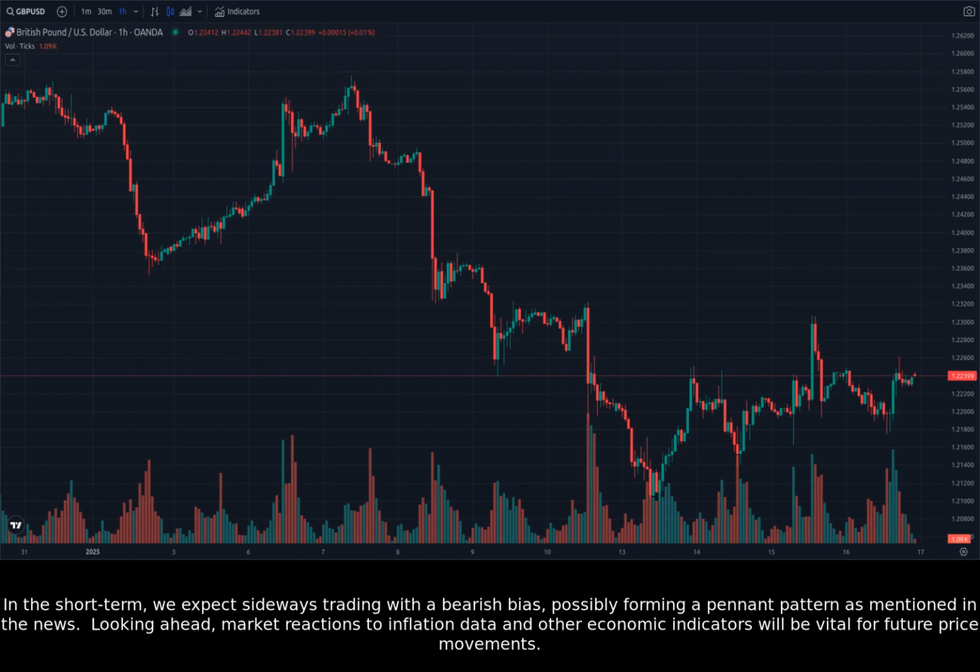In the short term, we expect sideways trading with a bearish bias, possibly forming a pennant pattern as mentioned in the news. Looking ahead, market reactions to inflation data and other economic indicators will be vital for future price movements.